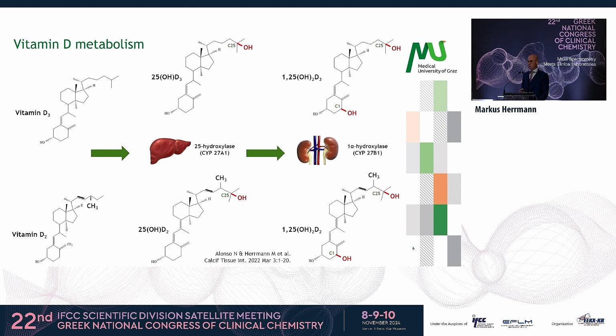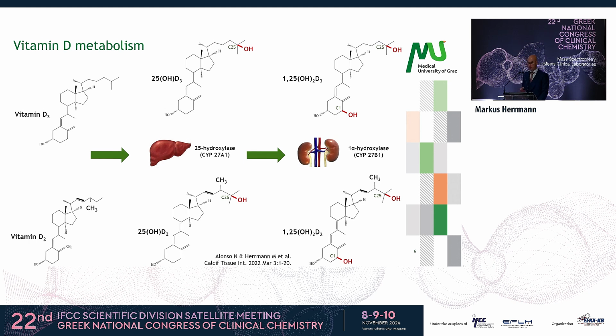The active compound, 1,25-dihydroxyvitamin D, is mainly synthesized in the kidneys on demand. And as it is synthesized on demand, this metabolite does not represent an individual's vitamin D status. This is important to keep in mind.